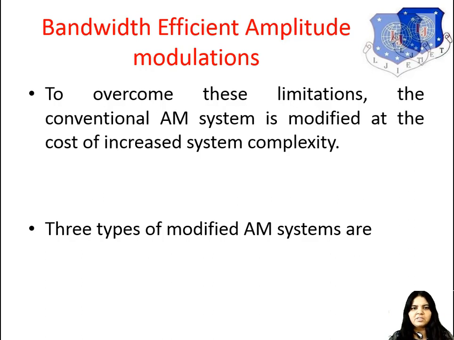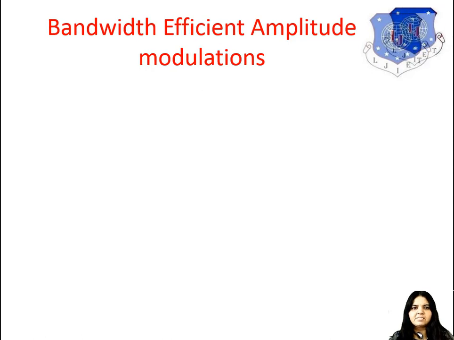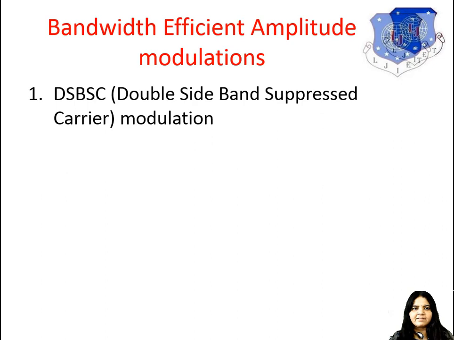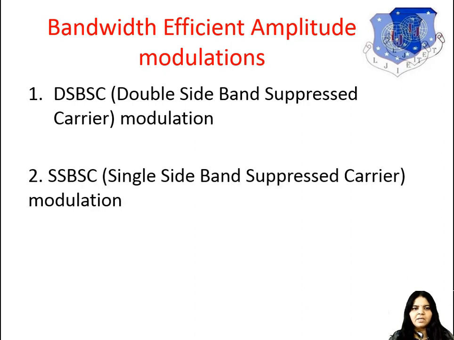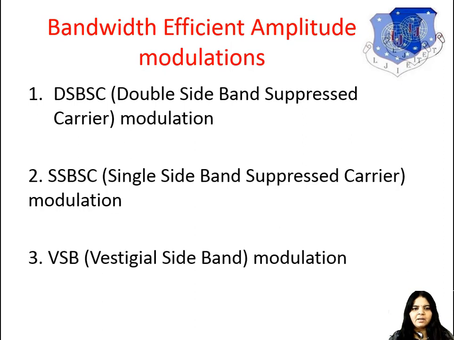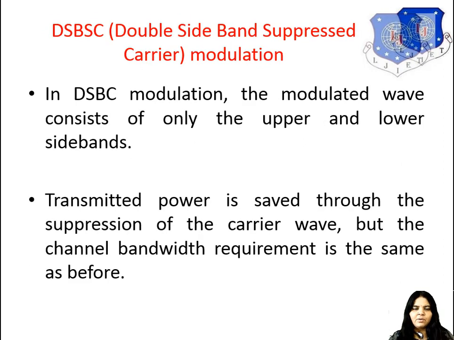So a modification in the AM system is required. For that, various modulation techniques are available. One is DSBSC, double sideband suppressed carrier modulation. Another is SSBSC, single sideband suppressed carrier modulation. And VSB, vestigial sideband modulation. Very first, about the double sideband suppressed carrier modulation.